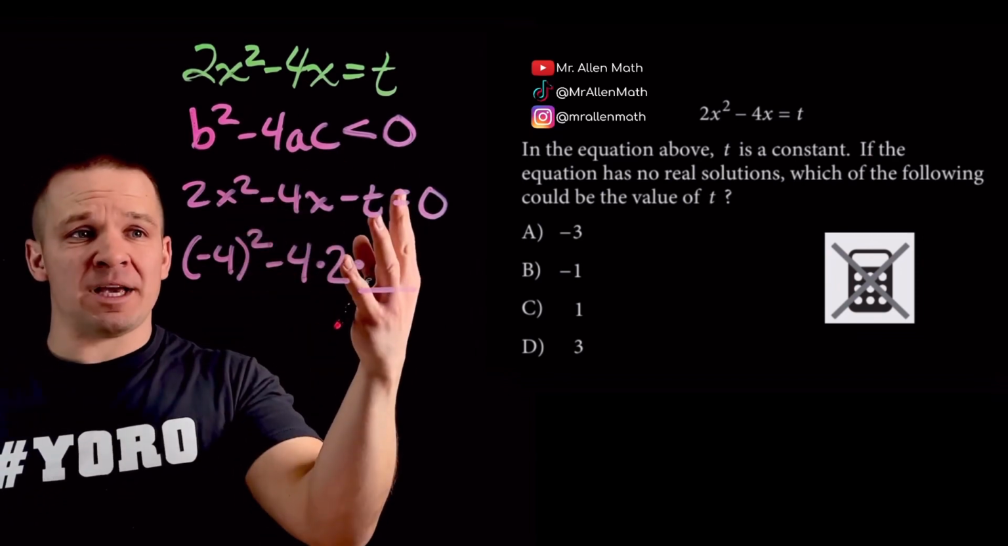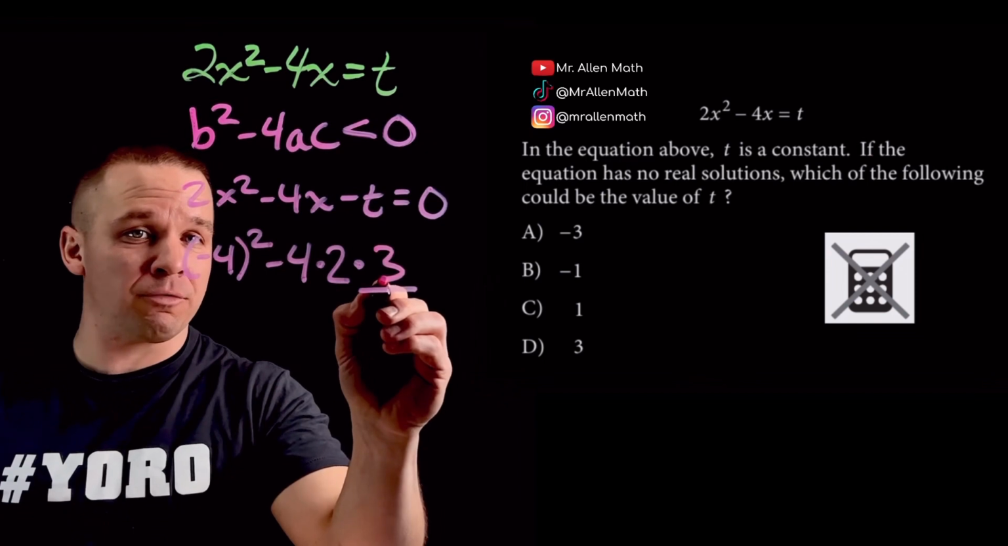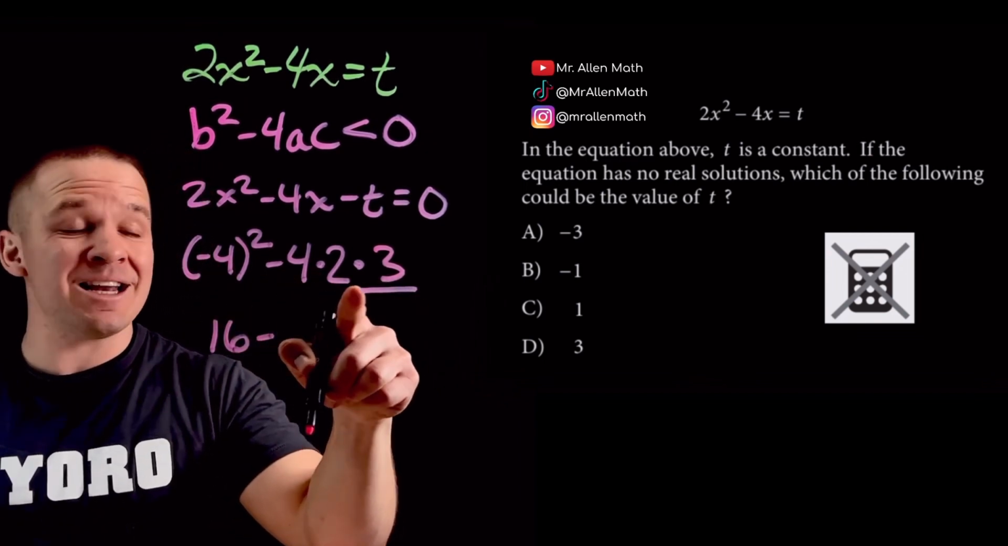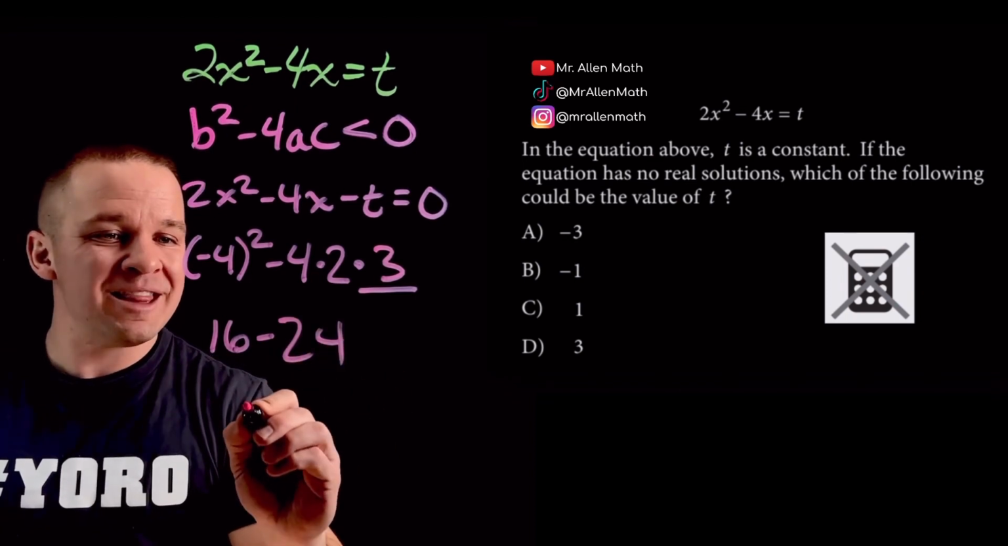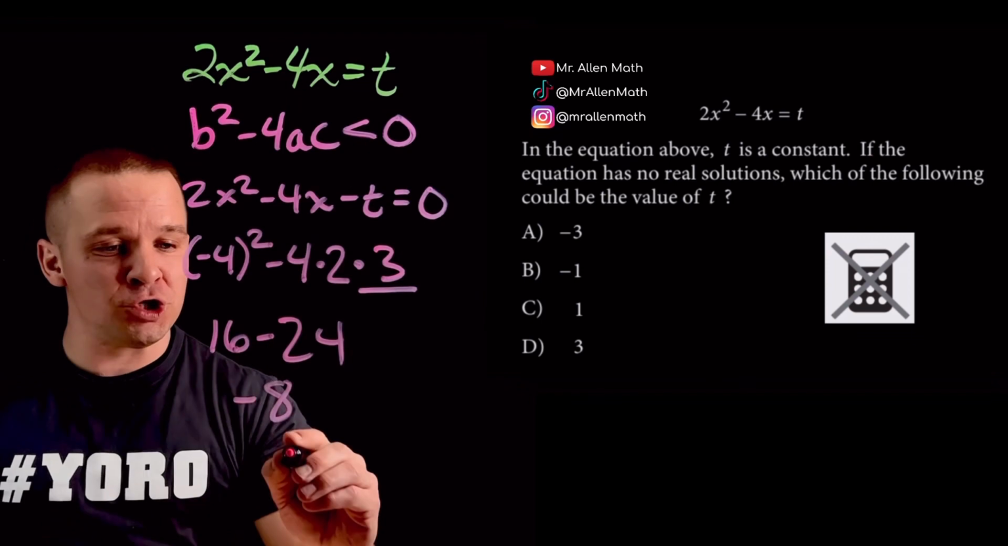So let's try choice A, right? If I had -3 for t, that would make my c value +3. -4 squared is 16, minus 4 times 2 is 8, times 3 is 24. That equals -8. It is less than 0. No real solutions. It's choice A.